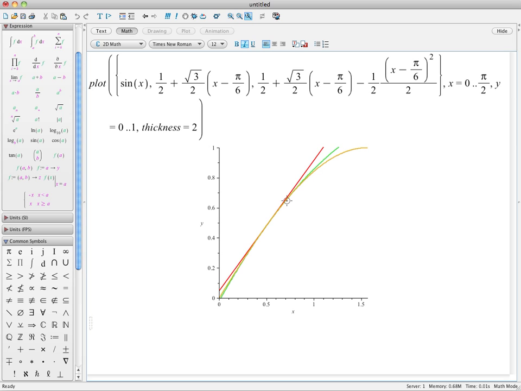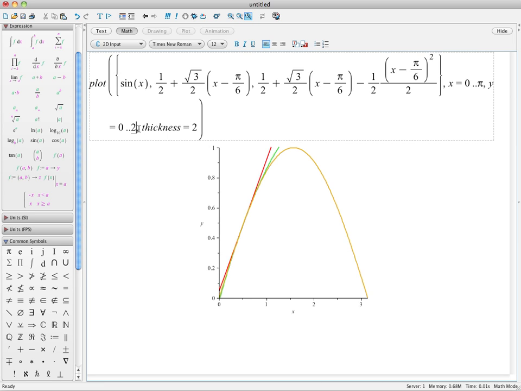Extremely well. But I'm going to take my domain and change it, and, well, let's just go up to pi. That should be plenty to get a good idea. You can see very near pi over 6, this really does a nice job here. But what's going on is beyond that, it's not doing a very good job. And I think what I need to do is increase my y a little bit so you can get a better look at it.